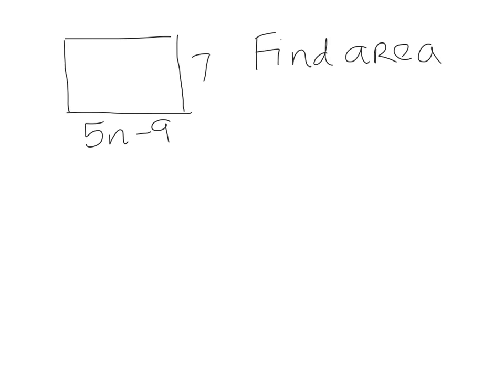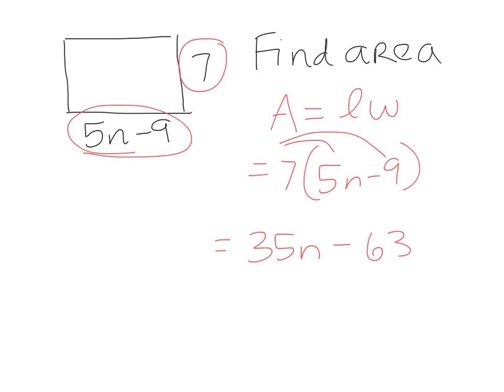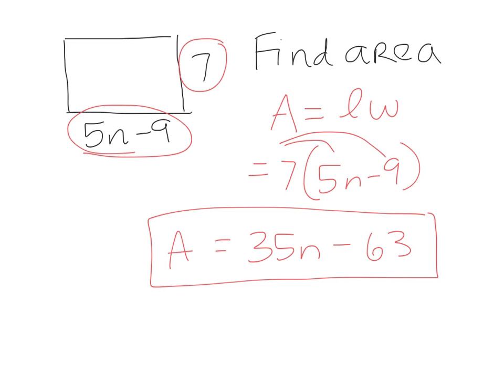And here's one more example. Again, looking at the rectangle, if I want to find the area, I'm going to take length times width. I'm going to take the side that only has one term and put it in front of the other side. In this case, we have two terms that make up the length or width of this rectangle. So again, in order to simplify, since we're not able to find an actual number, we're going to distribute. So 7 times 5n is 35n. And then 7 times negative 9 is negative 63. So the area of this rectangle would be 35n minus 63.